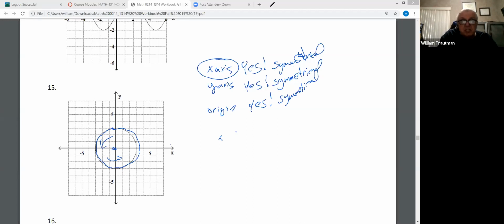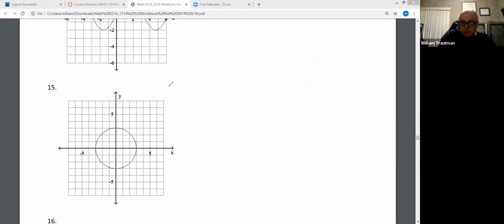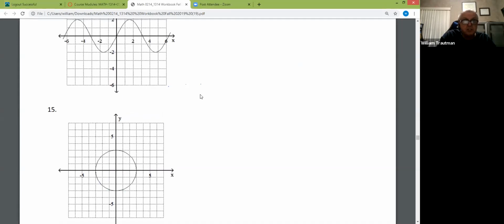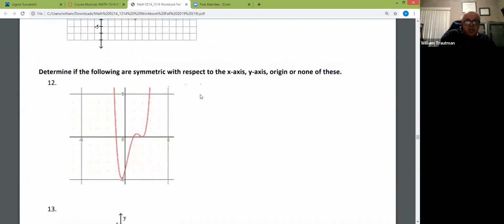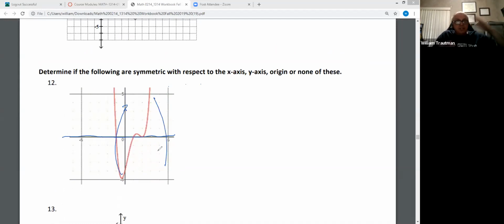Let's go back up to 13. Oh, there's a 16 here too, but let's go back up first. Oh, 12, I mean. Here's the x-axis. And once again, if I flip this up here, it doesn't look the same, and flip this down there. If you flip it on the x-axis, it's not going to be the same picture. So no for the x-axis. It's not symmetrical.